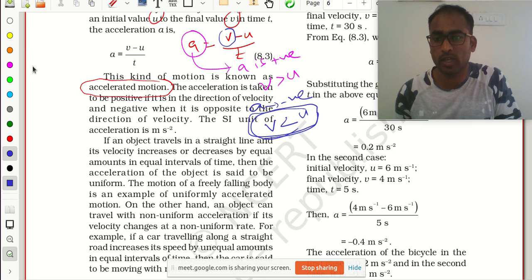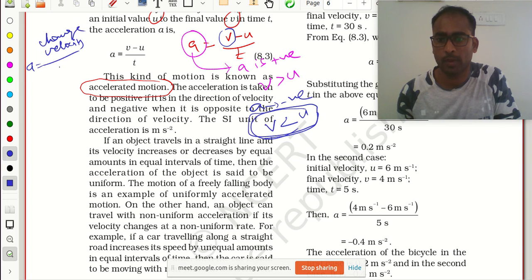Now we will also have a unit for this acceleration. So what is the unit of acceleration? Acceleration a is equal to the change in velocity upon time.